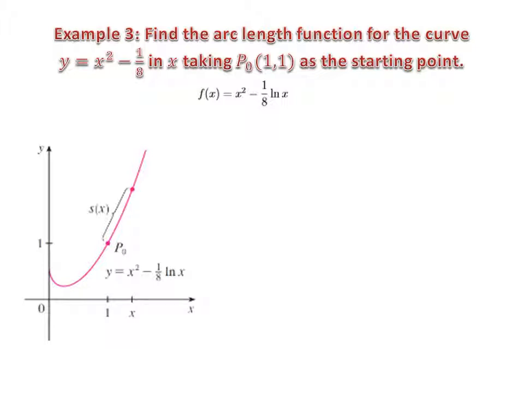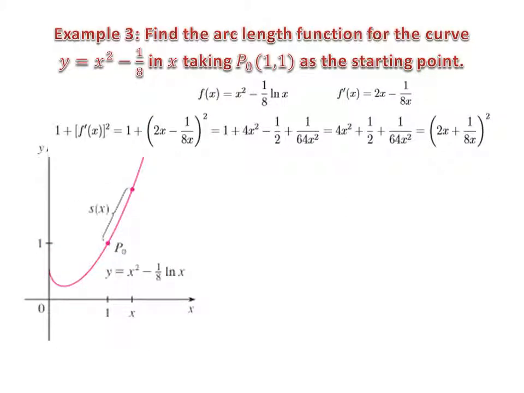Okay, now let's try the third example. The question is: find the arc length function for the curve y equal to x squared minus 1/8 ln x, taking the point (1, 1) as the starting point. We differentiate both sides and we get f prime x equal to 2x minus 1/(8x).